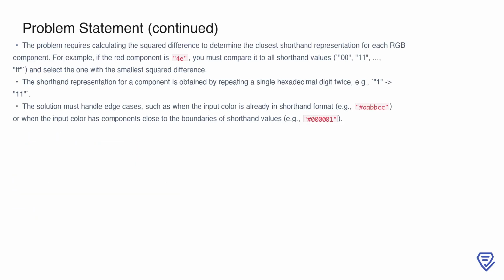To solve this problem, you need to determine the squared difference between each component of the input color and all possible shorthand values. A shorthand value is formed by repeating a single hexadecimal digit twice, such as 11. For example, if the red component is 4E, you must compare it against shorthand values like 00, 11, up to FF, and select the one with the smallest squared difference. The solution must also handle edge cases, such as when the input color is already in shorthand format or when components are near boundary values, such as #000001. The output should always be returned as a valid lowercase hexadecimal string in the #RRGGBB format.